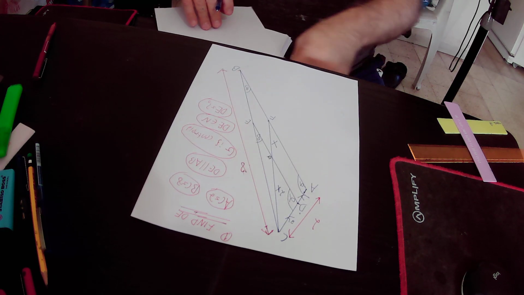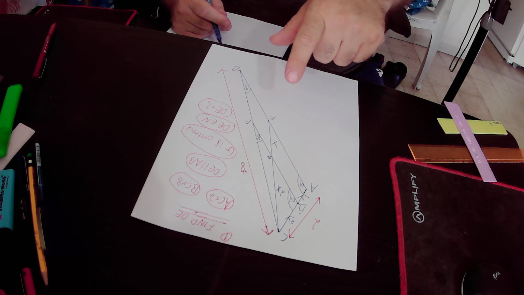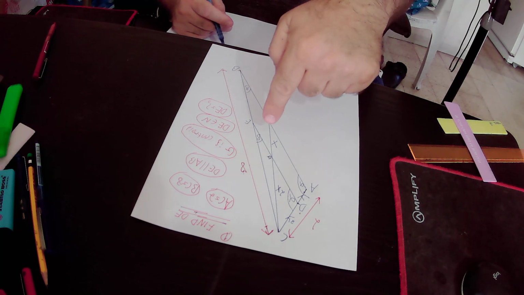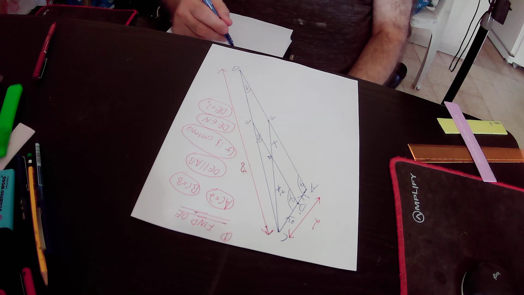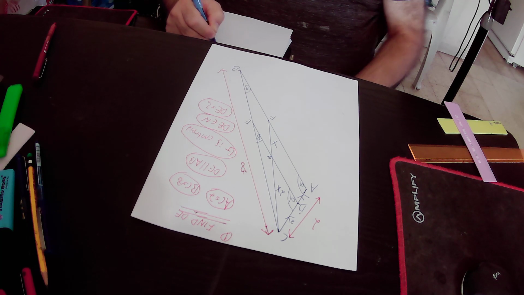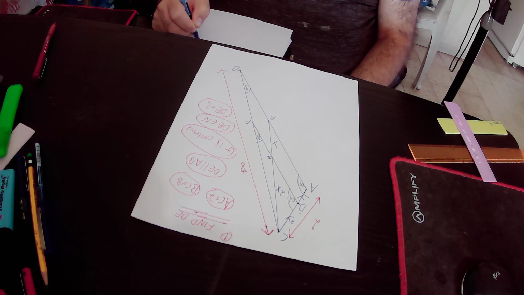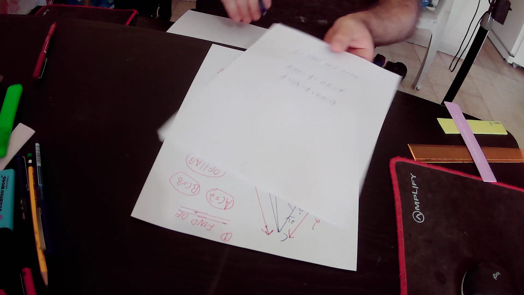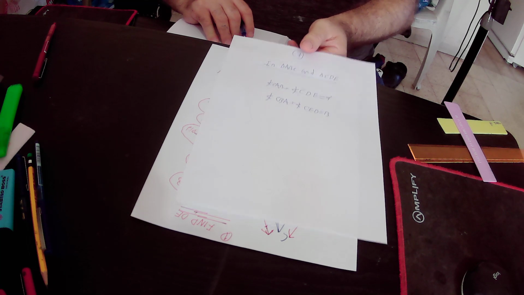And we also know that angle CBA is equal to angle CED. Those two angles are equal to each other, and they are both equal to beta. Angle CBA equals angle CED, and they are both equal to beta.